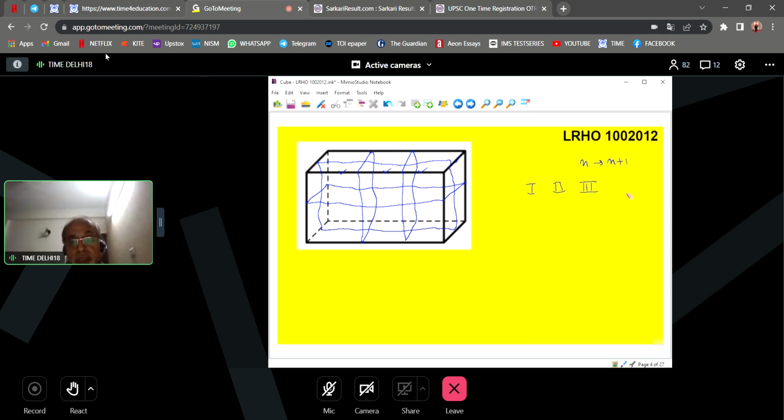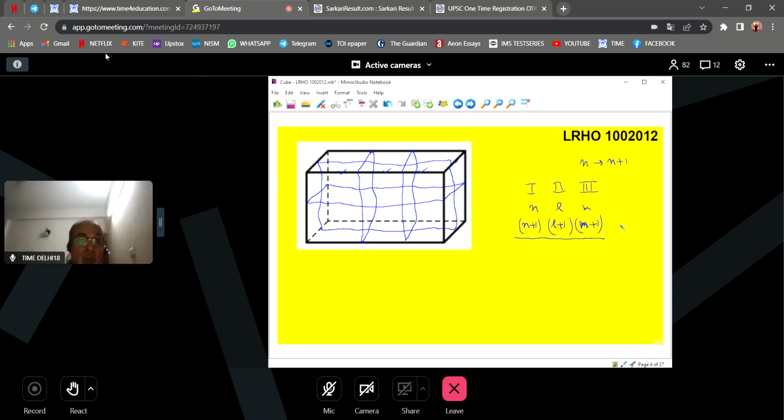If I apply n cuts here, L cuts here, and M cuts here, then I get n plus 1 pieces along this, L plus 1 pieces along this, and M plus 1 pieces along this, and the total number of pieces that I'll get will be the product of these 3 numbers.